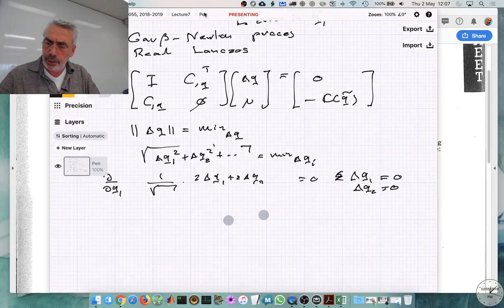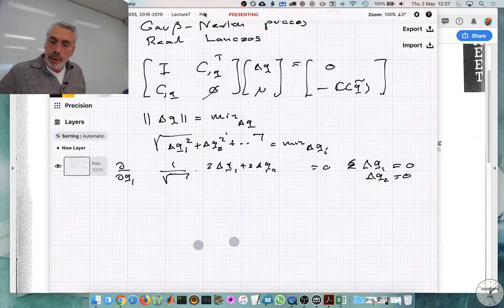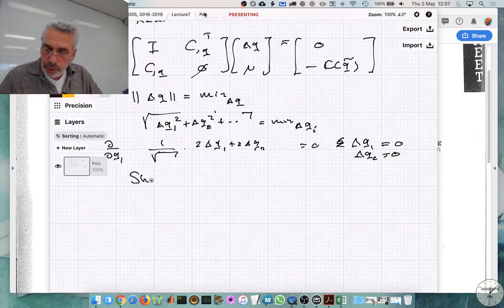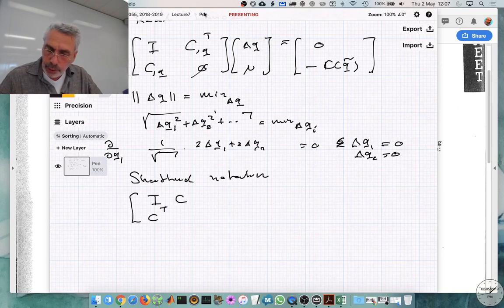I think it's nicely written down in the book, so read about it. Anyway, these are the set of equations which we're then going to solve. And actually, they're pretty easy to solve. Let's do a shorthand notation. We're going to drop all the indices and so on. Then the equations look something like this: identity matrix, C transpose, and a 0. And then here we have a vector of deltas and a vector of mu's. So now it's nice MATLAB language, right?